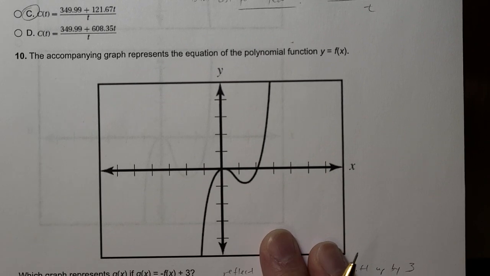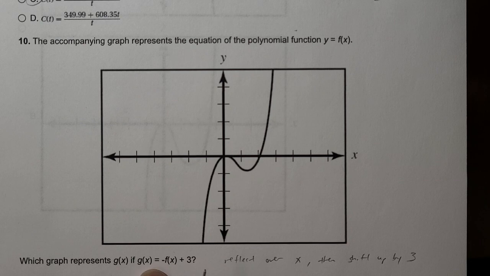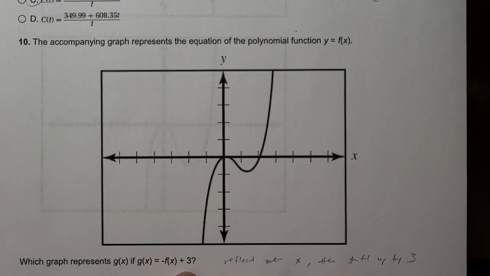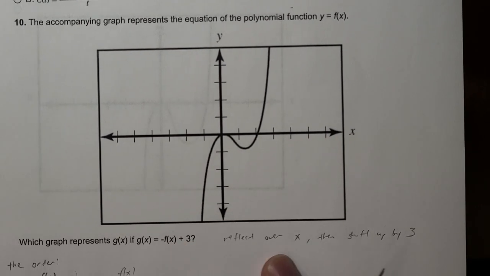Okay, the graph represents the equation of polynomial function f. Which graph represents g of x if g of x is minus f of x plus 3? Okay, so you want to reflect it and shift it. So what's the order? Do we shift it first, then reflect it, or do we reflect it first, then shift it? You reflect it first, then shift it.